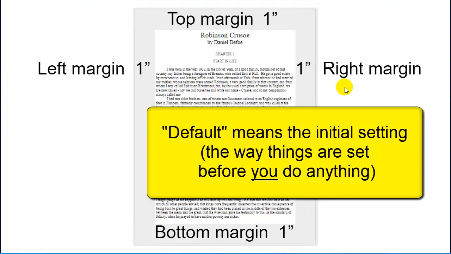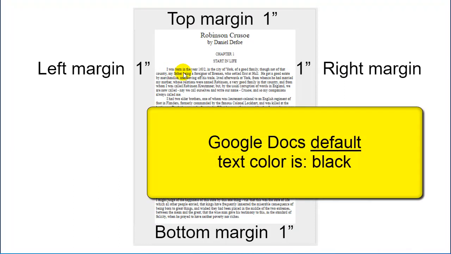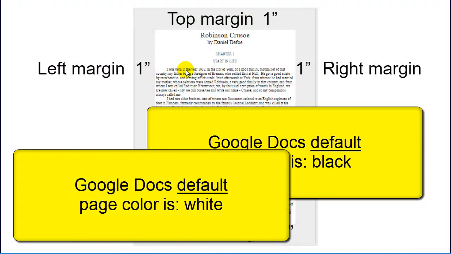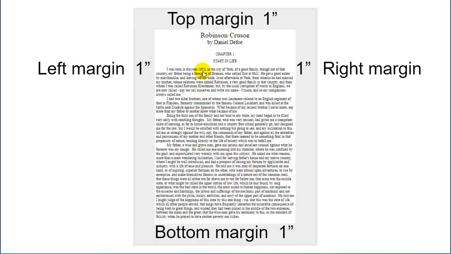Well, what does default mean? Default means a choice that the computer made for you. When you start typing letters, you might notice that the letters are black and the paper is white. Did you set it to be black? No. The computer made it black. That's called the default. The default is a choice that the computer makes for you.